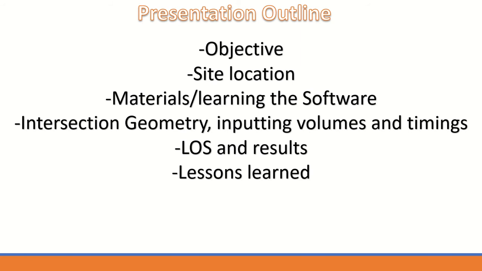Presentation outline. I'm going to be going over the objective and the site location, in this case Sunland Park and Donovan in West El Paso. Then materials used, learning the software, in this case Synchro. I'll talk about the intersection geometry and putting in the volumes, timings, and basically the overall setting up of the Synchro model. Level of service results, and this includes the delay per movement and for the intersection, and also I will be going over lessons learned.